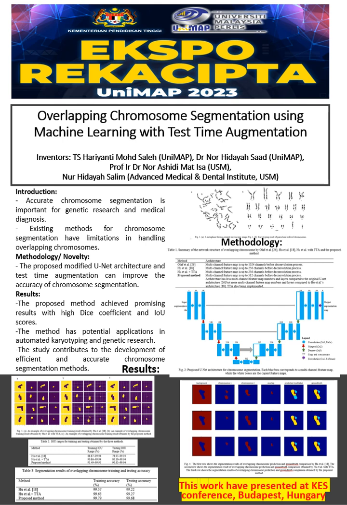So my project is overlapping chromosome segmentation using machine learning with the test time augmentation that uses the UNet. And as you can see, a healthy human cell contains 46 chromosomes. The first 22 pairs of chromosomes are called autosomes, and the 23rd pair are sex chromosomes called X and Y.